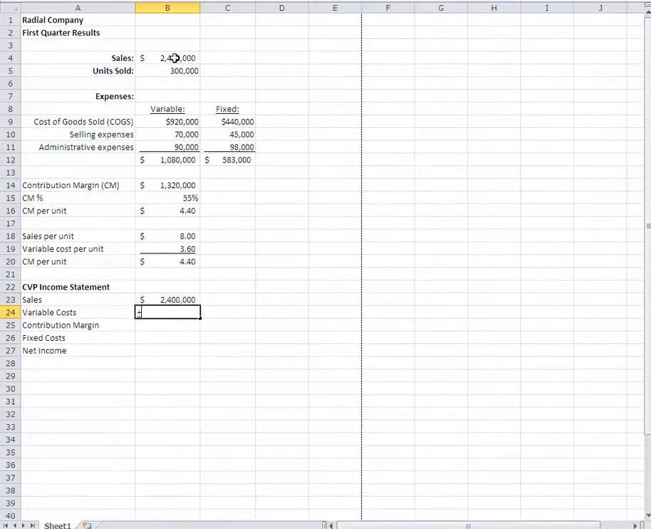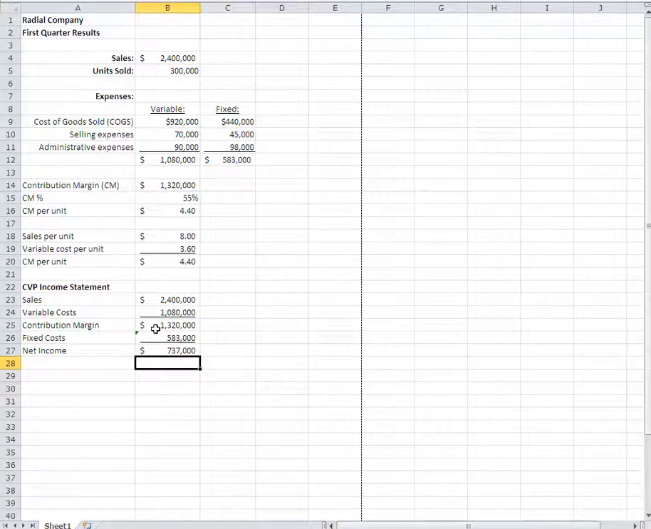So we fill this in for Radial. We calculate that same contribution margin of $1,320,000 that we did above, but then we're going to also subtract out fixed expenses. So they made $737,000 of net income for that first quarter.